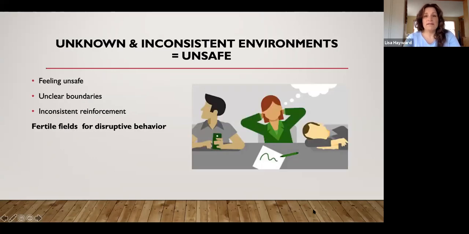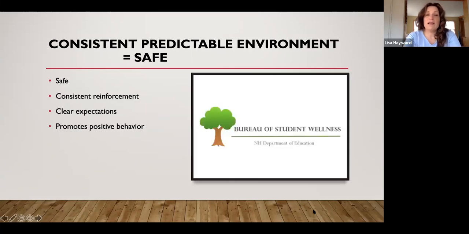The premise of all this is that when students are thrown into an unknown and inconsistent environment, they feel unsafe. And when students feel unsafe, when boundaries of behavior and academic boundaries are not clear, or when they're reinforced inconsistently, it creates a fertile field for disruptive behavior. Conversely, if you create a consistent and predictable environment for students, they feel safe. When they're safe, when there's consistent reinforcement, when there are clear expectations, positive behavior is promoted.